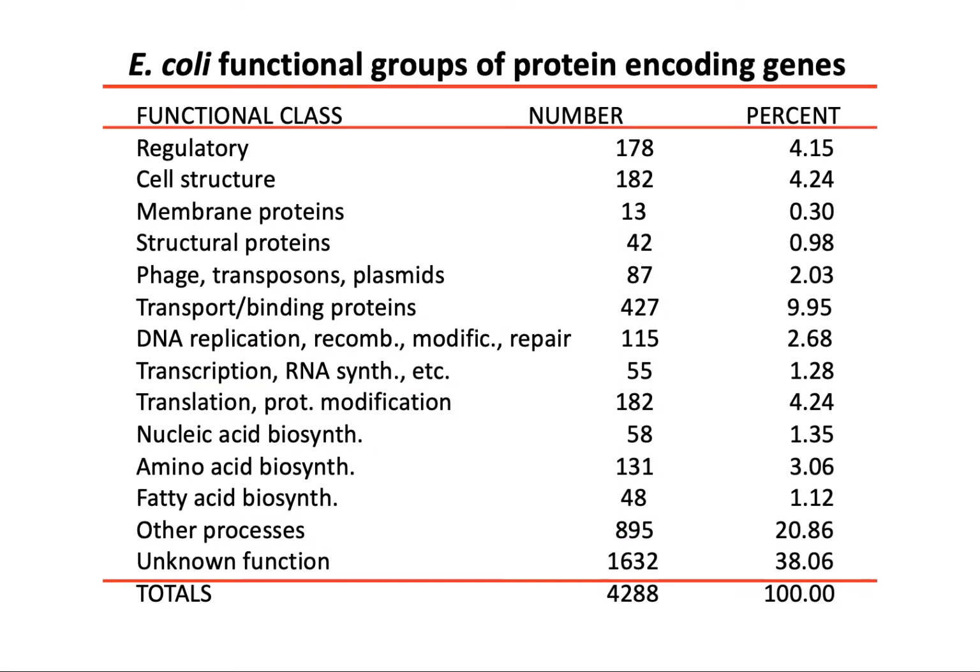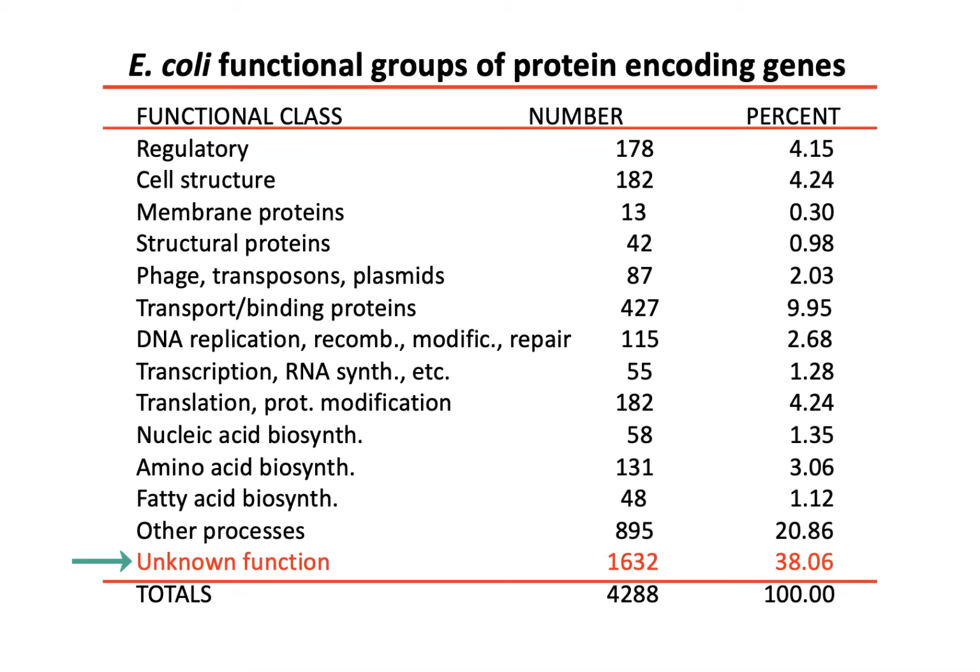Genomes can be subdivided into functional groups just to indicate what sorts of gene functions are present in those genomes. So at the top is the functional class, and then the number of genes in that class and the percent of the genome that those make up. So you can look at regulatory genes, 178 genes in that group, which makes up about 4% of the genome. And then going down all the way to other processes means those haven't been completely categorized.